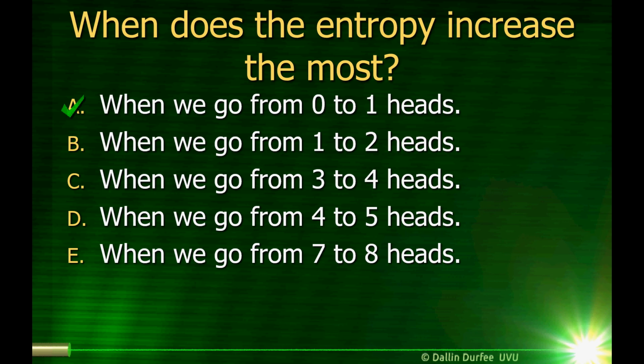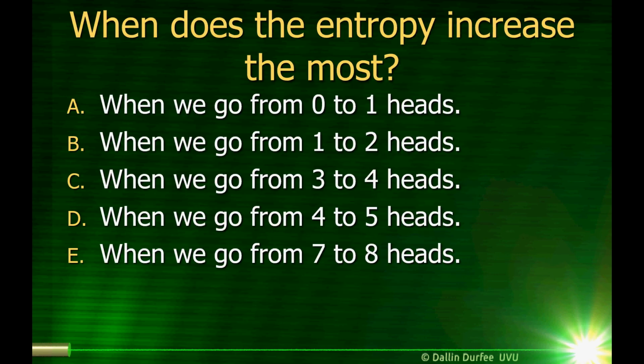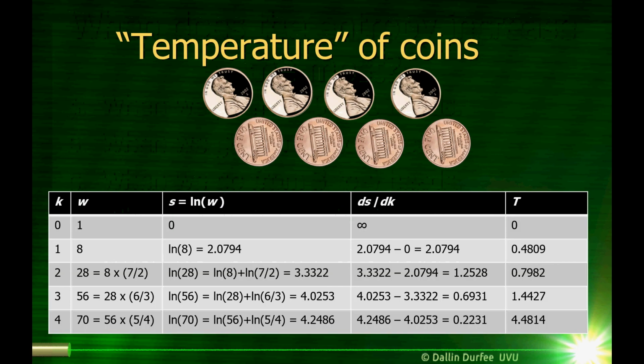All right, the correct answer is when we go from 0 to 1 heads, right? When I go from 0 to 1, the entropy changes by a lot. When I go from 1 to 2, the entropy doesn't change as much. When I go from 2 to 3, the entropy changes even less. So we get the most entropy change at the lowest temperature. So the temperature of our coins, right, is just 1 over the change in entropy. And so the change in entropy, notice, is bigger when I add heat at lower temperatures.